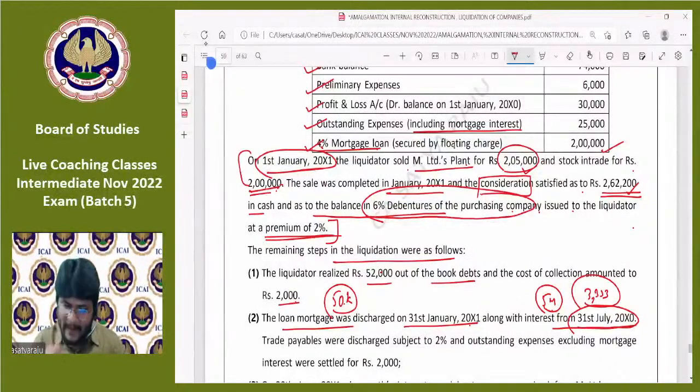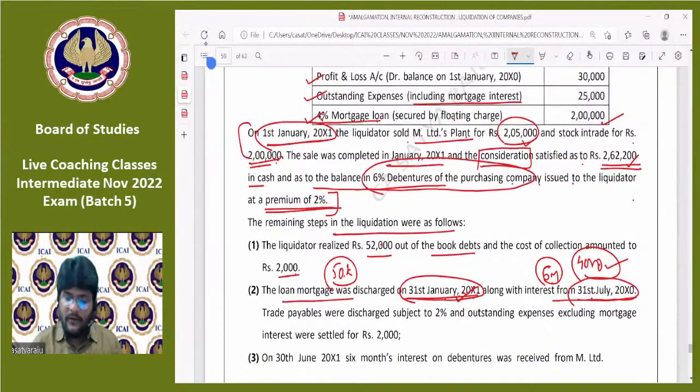Fine. Trade payables. One more thing. You need to understand when it was discharged. 31st January, actually, not 1st January. That's why 6 months, not 5 months. From 1st January 2011, the liquidation was initiated, but the real payment was made on 31st January 2011. So 31st July to 31st January will be 6 months only. I'm so sorry. So 6 months means 4,000 will be the amount. Fine.